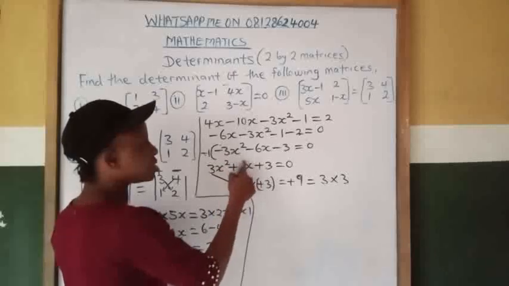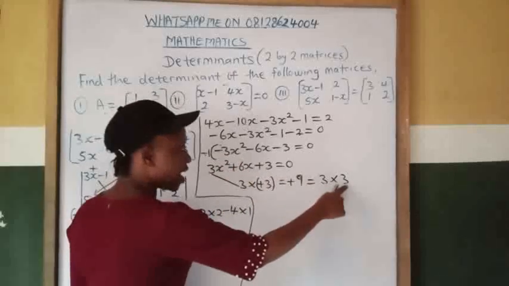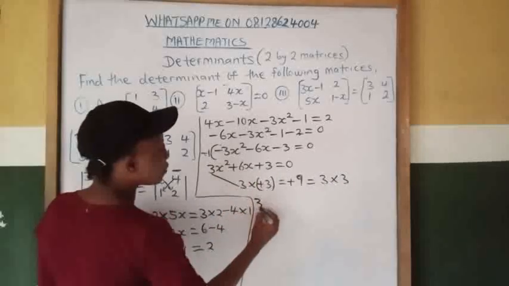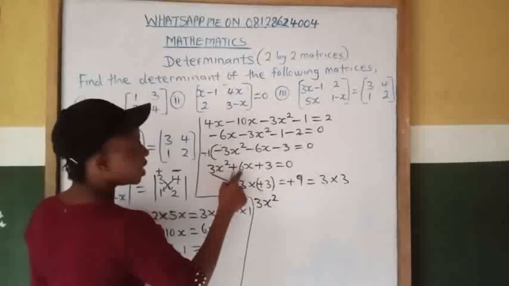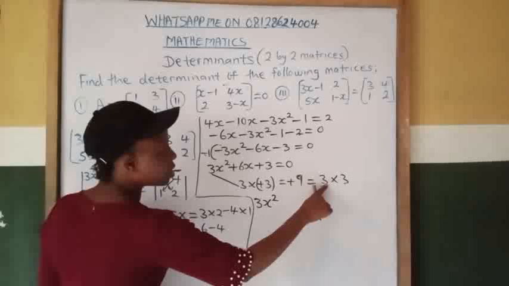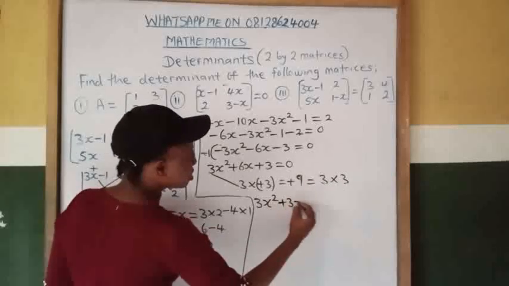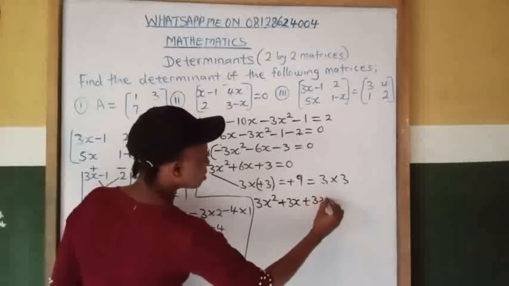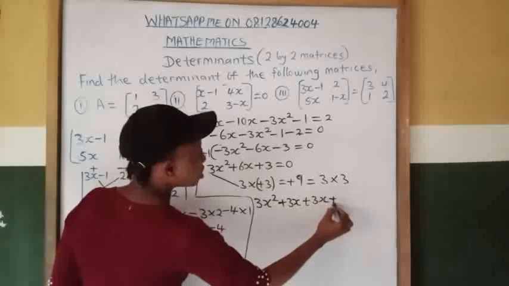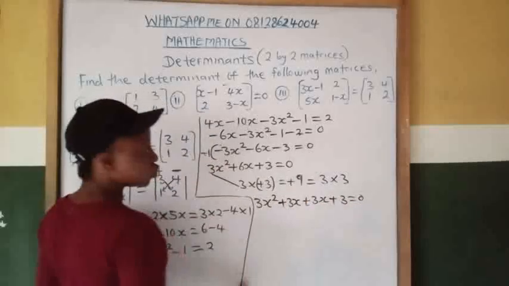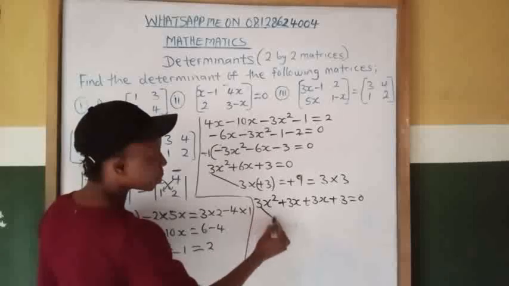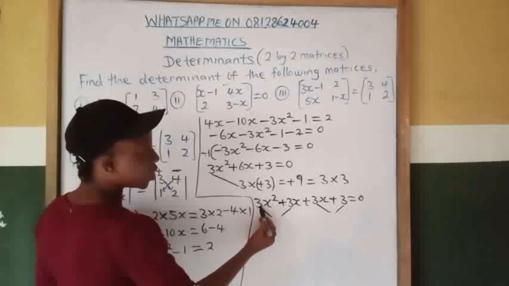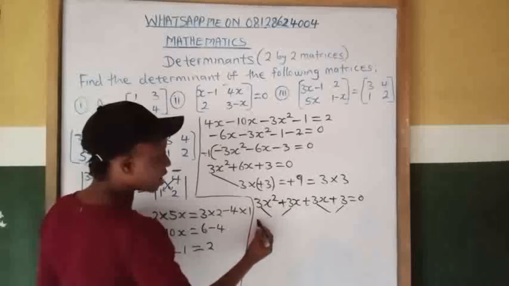So I'm going to replace this 6 with 3x plus 3x. So we are going to have 3x raised to power 2. Then this 6x will change to 3x plus 3x. So then plus 3 equal to 0. So let's group them 2, 2. Then what do they have in common? So we have 3x here, we have 3x here. So 3x is common to them.